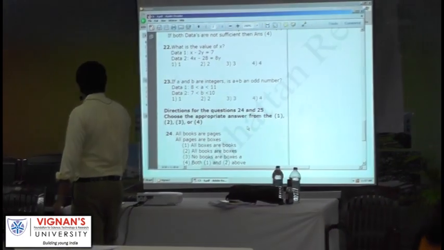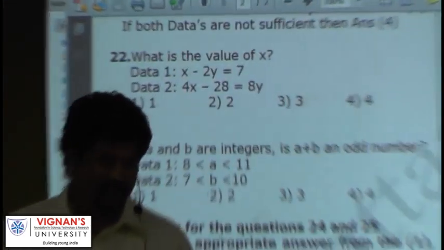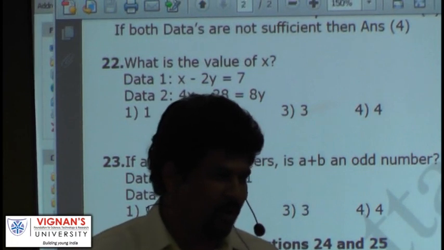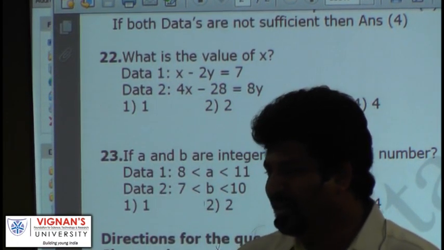What is the value of x? Why 4? Because you have 2 variables and there are 2 linear equations. Why do you say it is 4? What is your answer? 3.